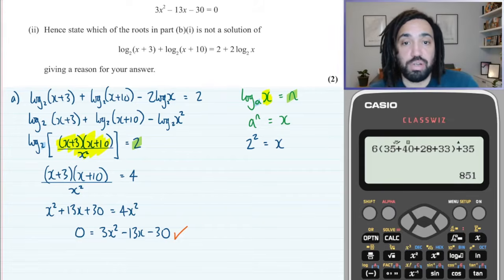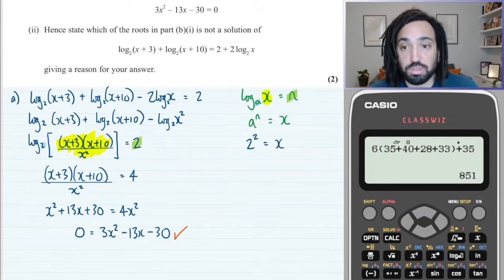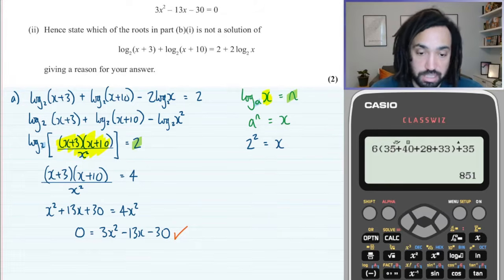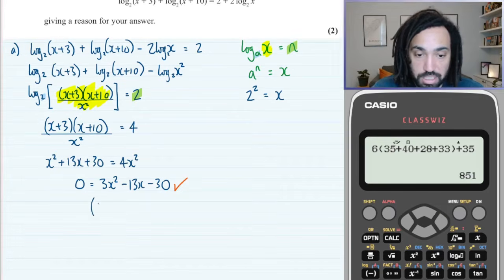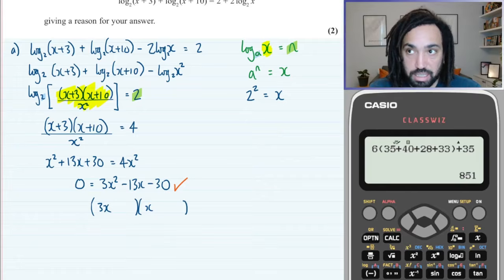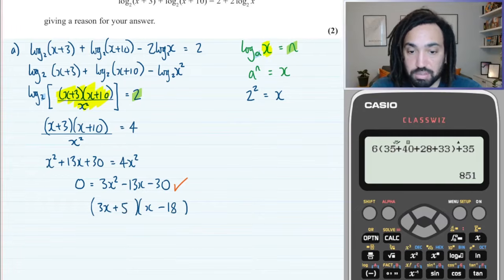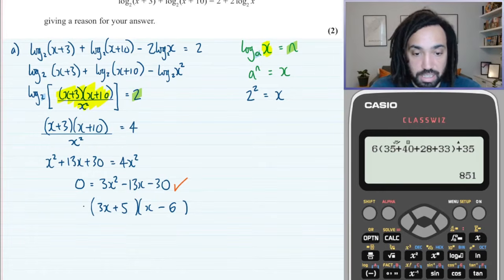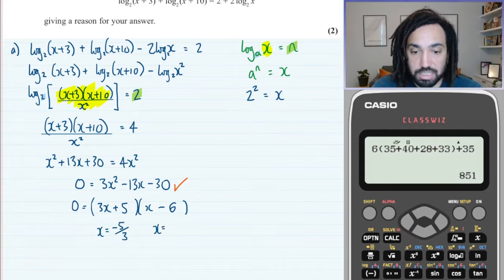It then says, hence state which of the roots in part BI is not a solution of this. Give reasons for your answer. Interesting. So we can factorize this, I believe. So let's just do that quickly. So we have 3x, x, and the factors are going to be, I've got it, minus 18 and plus 5, that's not right, minus 6 and plus 5. Yes, that's perfect, that works out nicely, just double checking. Yes, that works out perfectly, lovely. Okay, so that gives us x is equal to minus 5 over 3, or x is equal to 6.